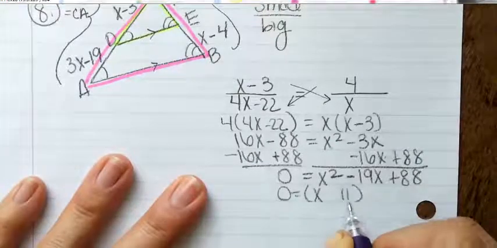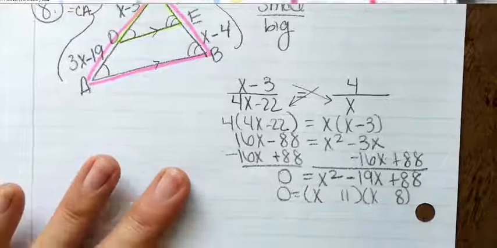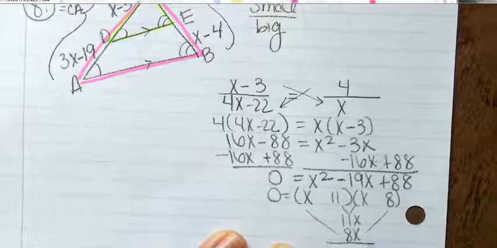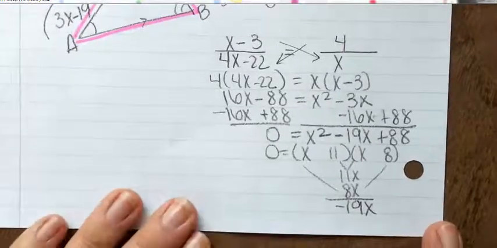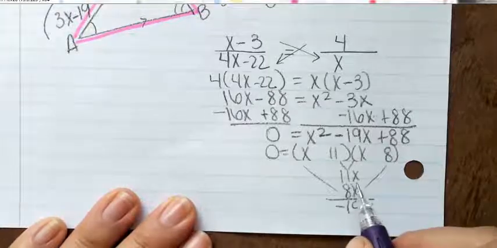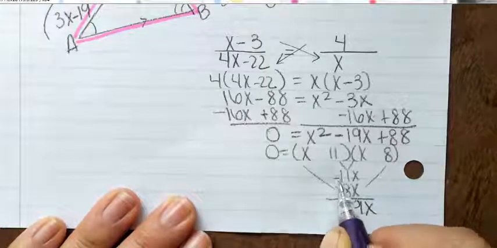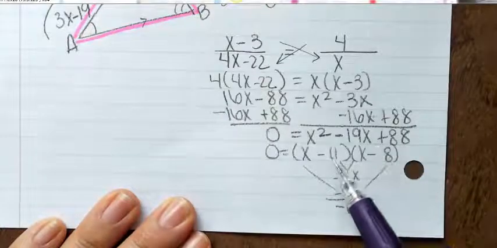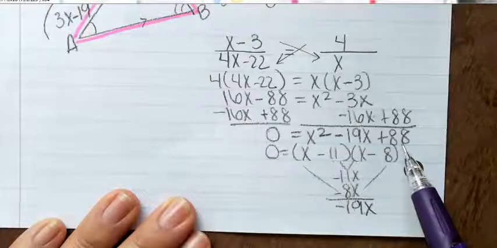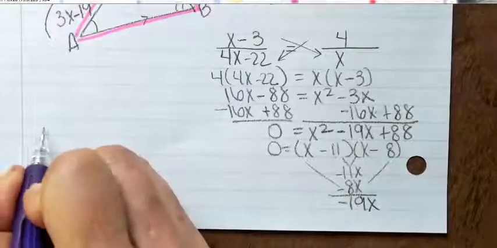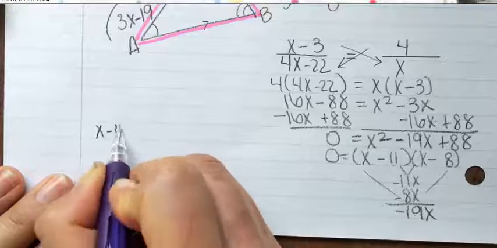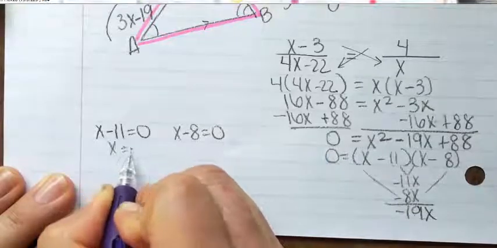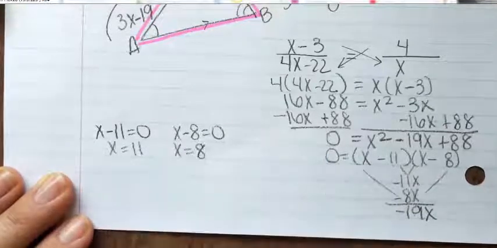So I'm going to have x and 11, x and 8, and then I'll figure out my signs by looking at the inners and outers. So 11x, 8x, I need negative 19x. So what should my signs be? Well, in order to add these up and get a negative 19, they both have to be negative. Which makes sense because my last term is positive. Negative times negative would give me positive. Now, using the zero product property, I'll set both of these equal to 0. So I get x equals 11 and x equals 8.